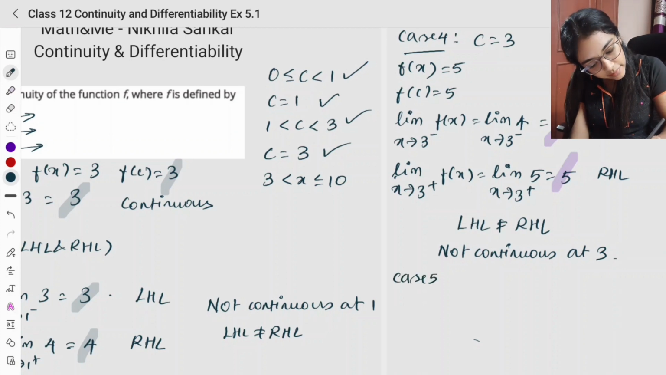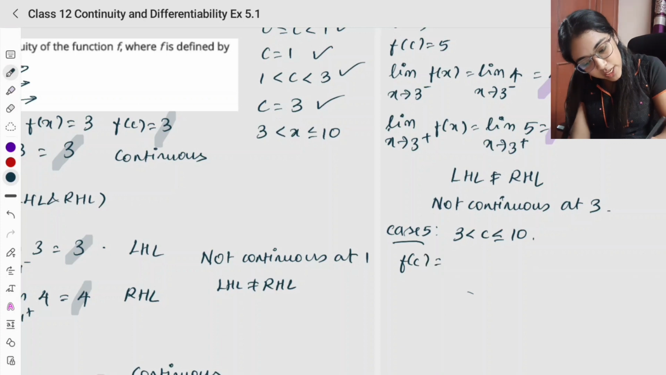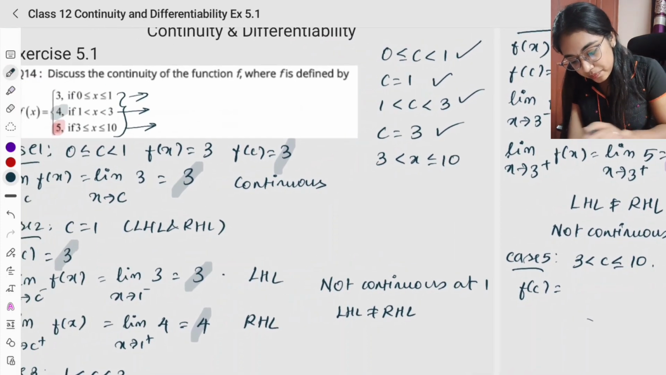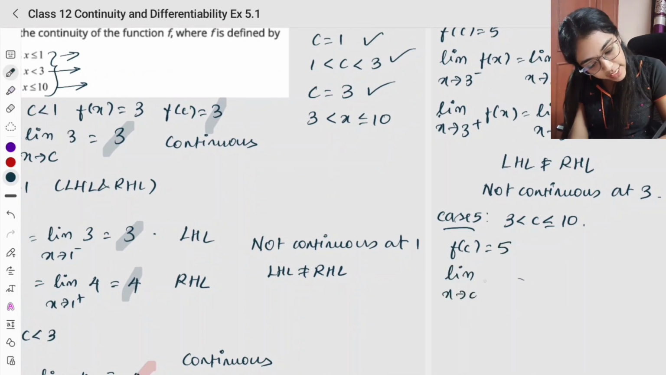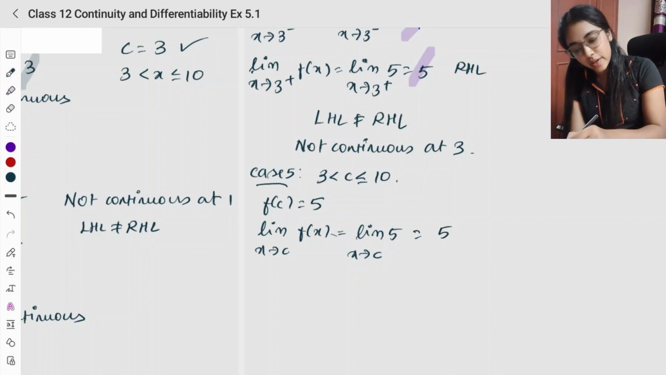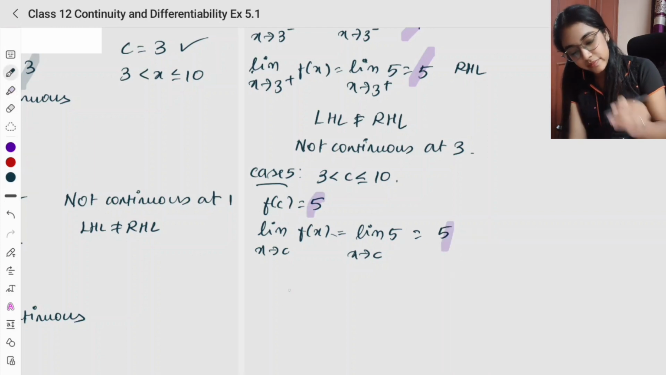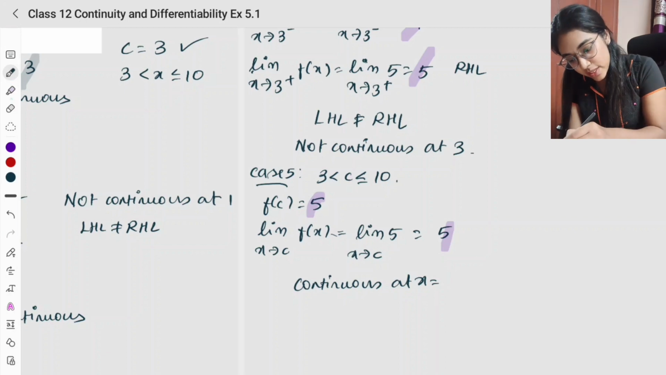What is my case 5? It is going to be 3 less than c less than or equal to 10. Equal to 10, we are going to combine that. So what is my f of c now? F of c is going to be, for 3 less than x less than 10, 5. Now limit x tends to c of f of x, which is going to be limit x tends to c of 5, which is going to be, taking 5 outside, I'll have 5. So I have 5 equals 5. Okay, so this is continuous at x is equal to, sorry, it is continuous for the given range.